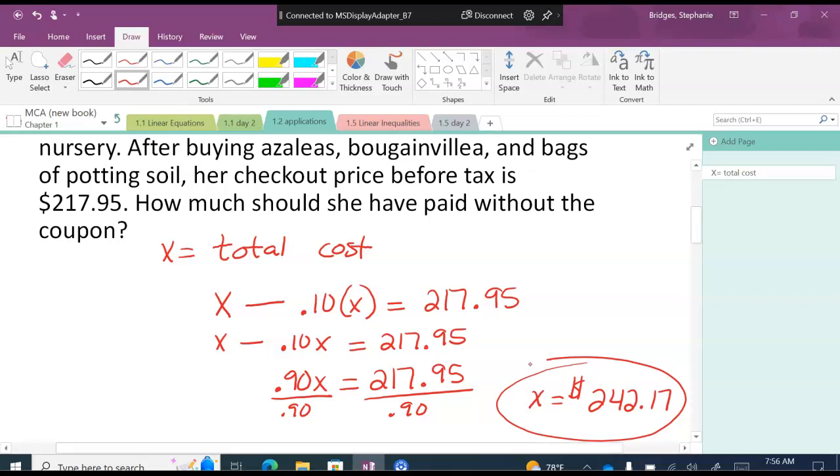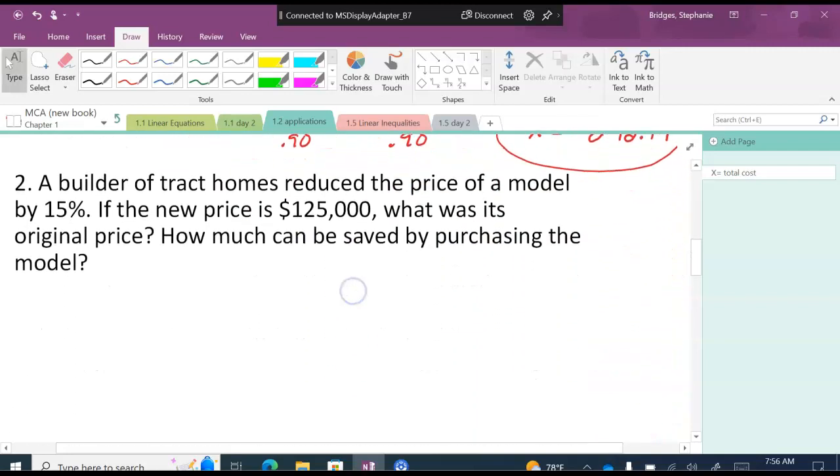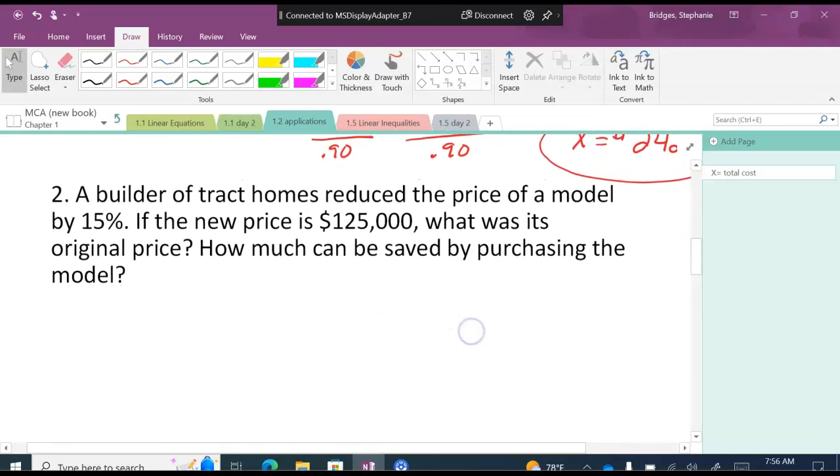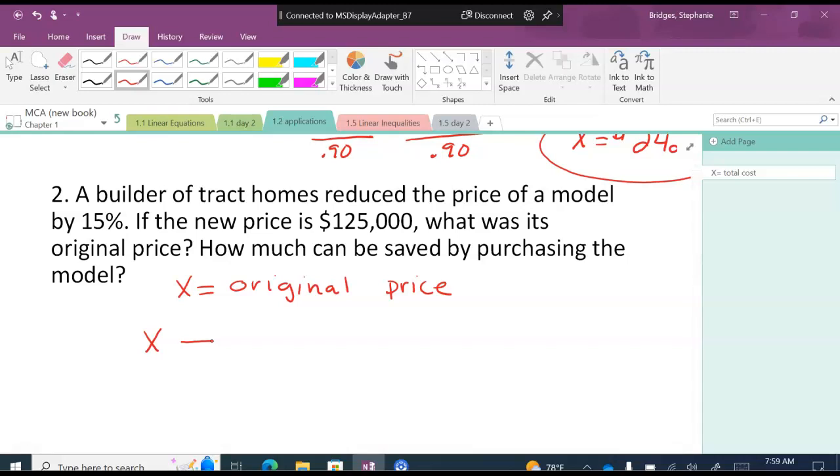All right. If I'm not mistaken, number 2 is very similar. Oh yeah, I want you to try that one. So x is going to equal my original price. So let's set up our equation. How did we do the last one? We did the original price, right? So that's x. And then what did I do? Add, subtract, multiply, divide. Subtract. My discount this time is 15%. What is that as a decimal? 0.15. And that is times my original amount, the x there.